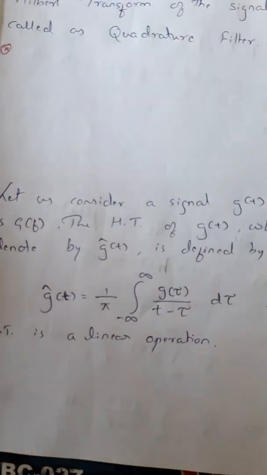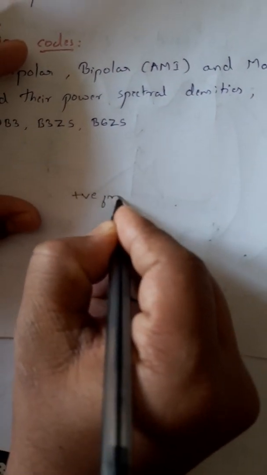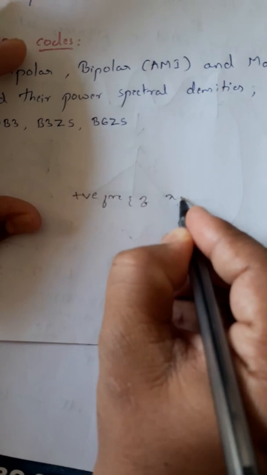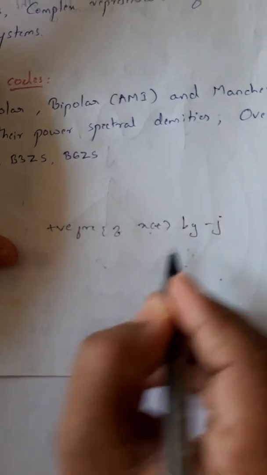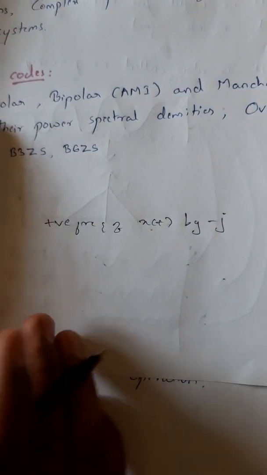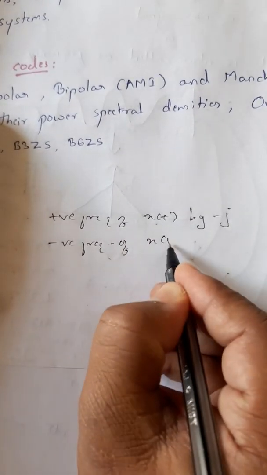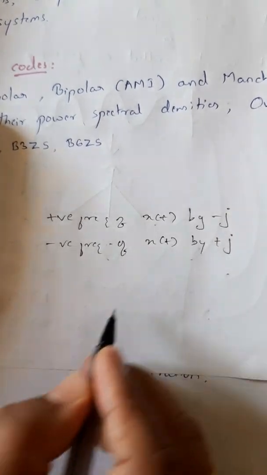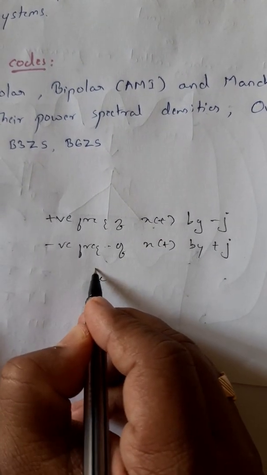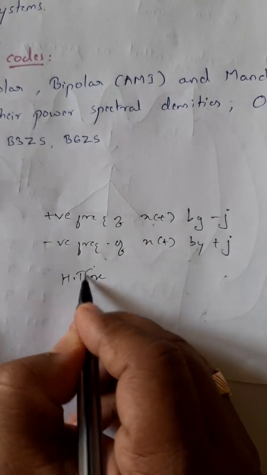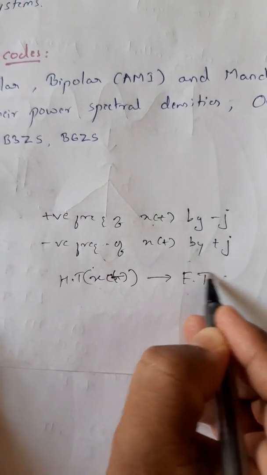So if we multiply the positive frequency of the signal, I will say x of t, by minus j, and the negative frequency of x of t by plus j, then I can convert the Hilbert transform of x of t into its Fourier transform.